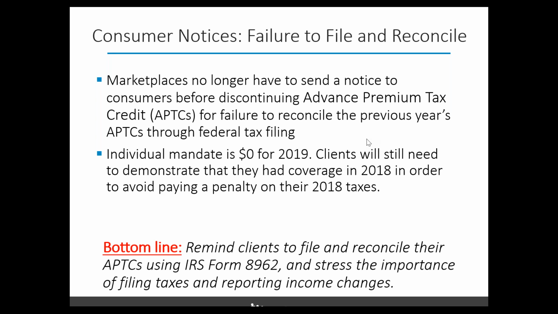If you're working with someone who did not file and reconcile for 2017, they might lose their 2019 APTCs and they will likely not be eligible for APTC in 2020 until they're up to date on their tax filings. So it's not too late, but they need to file and reconcile as soon as possible. Consumers who haven't filed for 2017 yet should do so as soon as possible to reduce late fees and penalties. There's more information on the IRS's website about deadlines, penalties, and instructions for late filings.